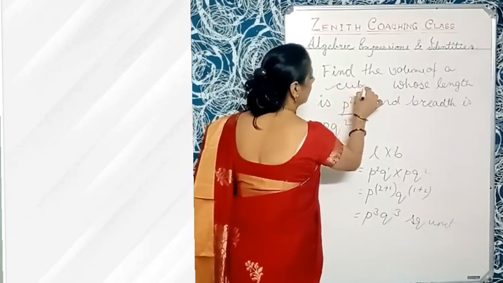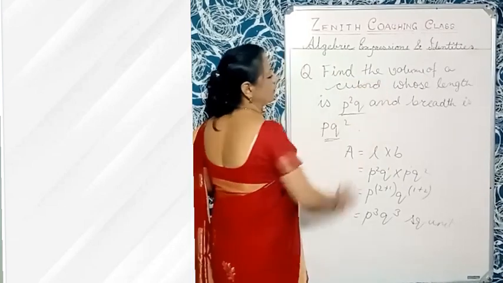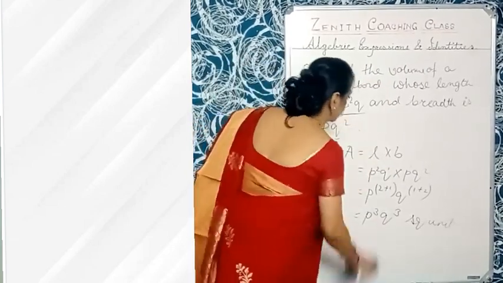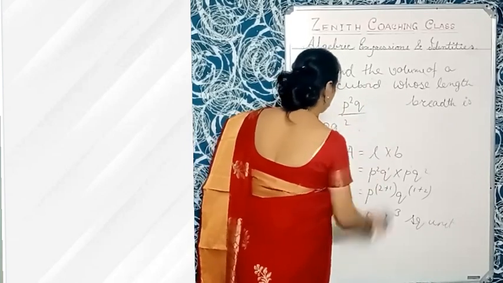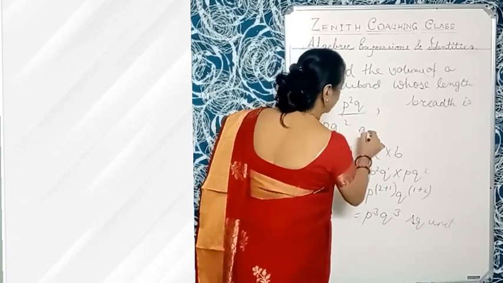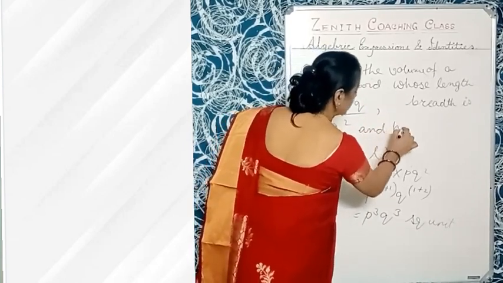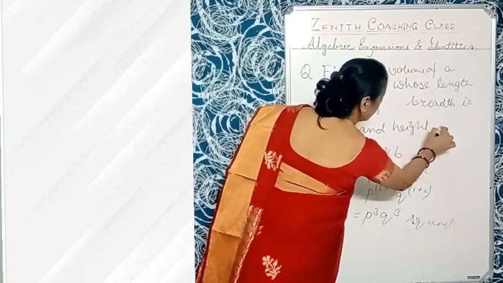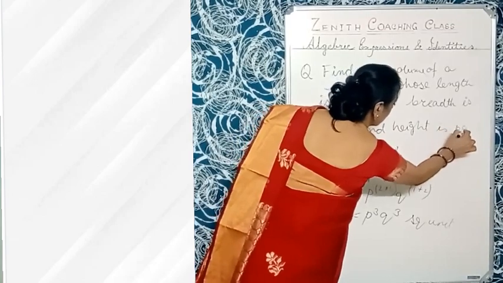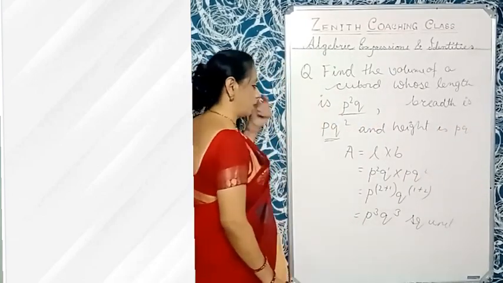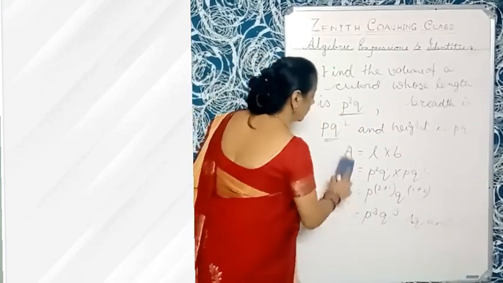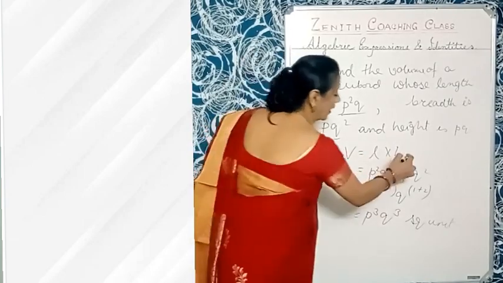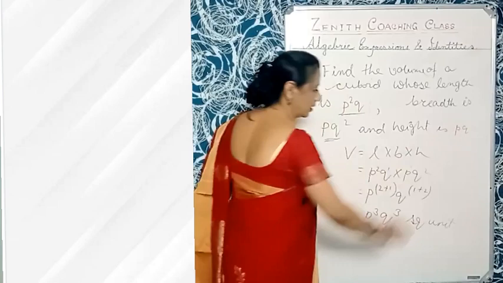Cuboid, C-U-B-O-I-D. Find the volume of a cuboid whose length is p square q, breadth is pq square, and height is pq. So find out the volume of a cuboid. So what do you have to write? Volume equals length into breadth into height.